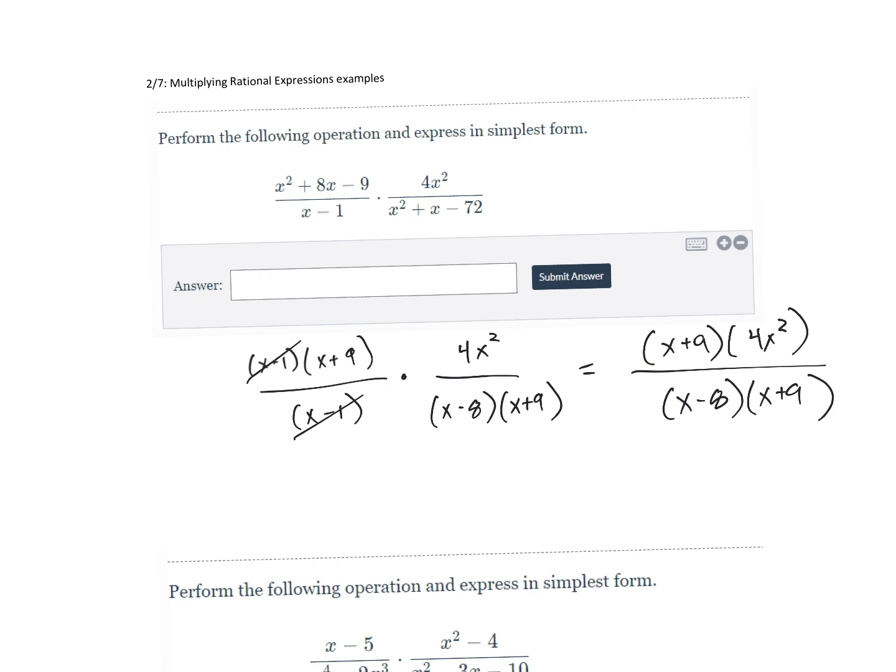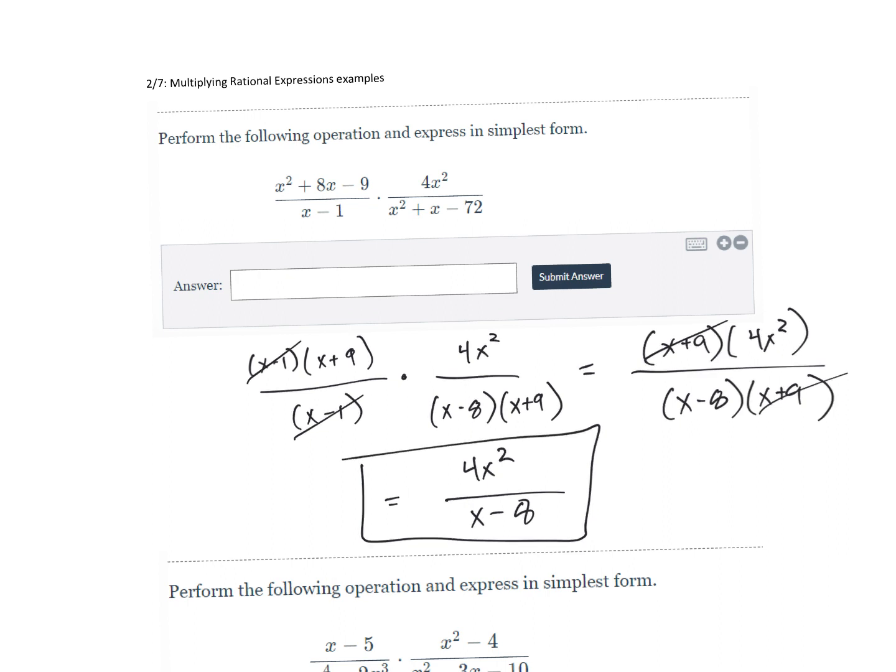Okay, now, is there anything to cancel? Yes, x plus 9 on the top and bottom. So what's left? 4x squared. And on the bottom, x minus 8. So that's it. All we had to do was simplify, simplify, simplify. And just understand that if it's multiplying, there's nothing really happening. You just combine the tops together, boom, boom. Combine the bottoms together, boom, boom.